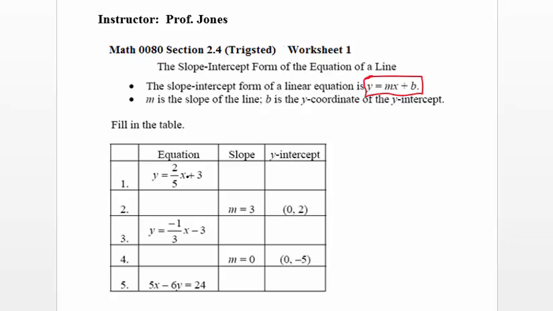So here I see that the slope, which is always, if y is isolated on one side of the equation, on the other side of the equation, the coefficient of x is my slope. So here my slope, m, is 2/5. The y-coordinate of my y-intercept is 3. That's my b. So my y-intercept is the point (0, 3).